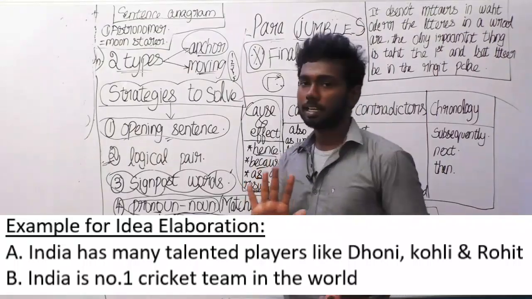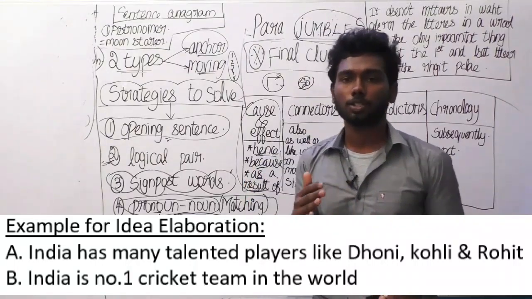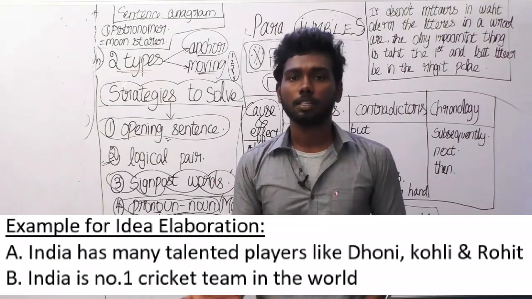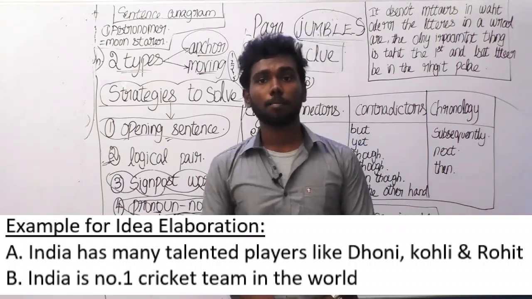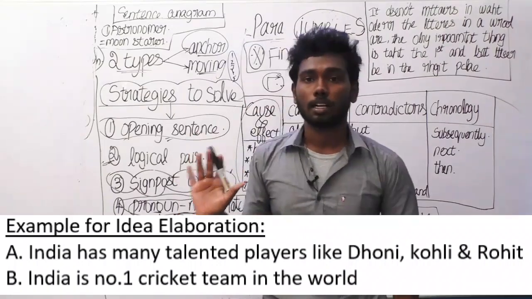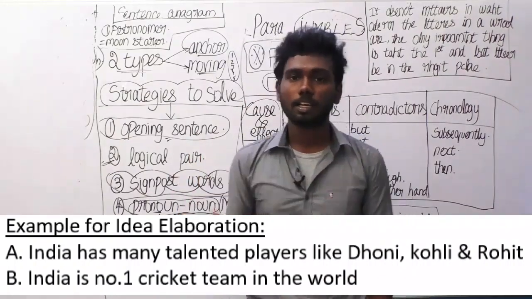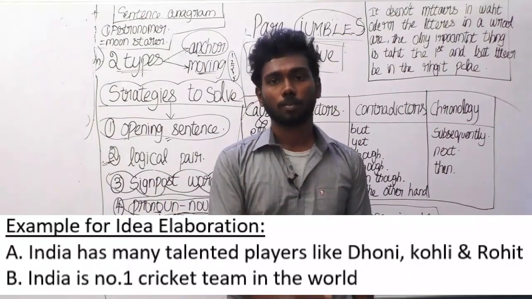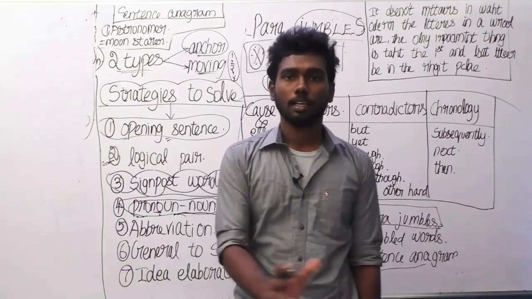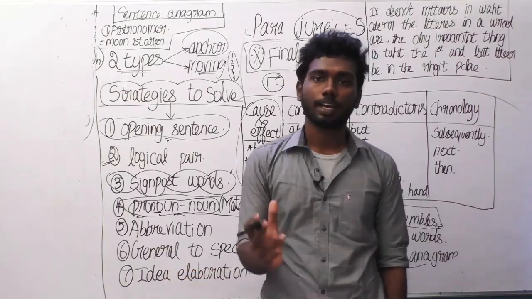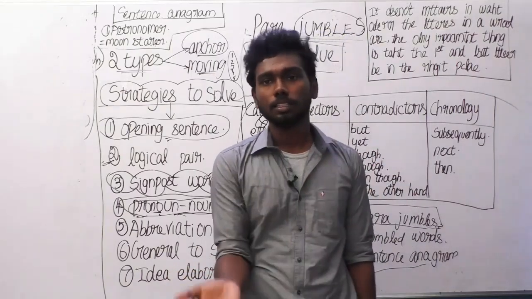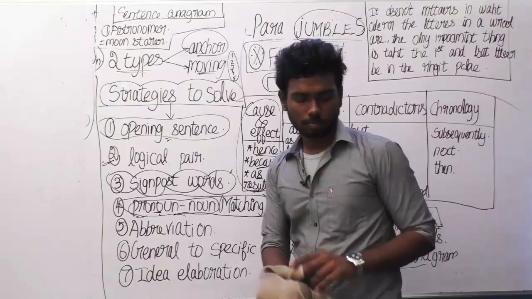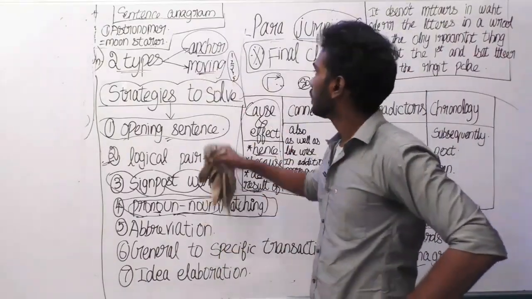Look at these sentences clearly. First, they are not going to tell you that India has talented players. They will initially tell you that India is the number 1 team in the world. And why is India the number 1 team? The reason is India has talented players like Dhoni, Virat Kohli and Rohit Sharma. So the idea is explained first, and then the reason for it. They are explaining the idea, India is the number 1 team, and the reason for that is India has many talented players. So these are the examples and clues for solving para-jumble questions.